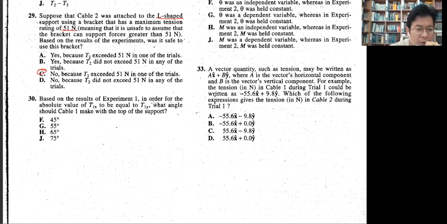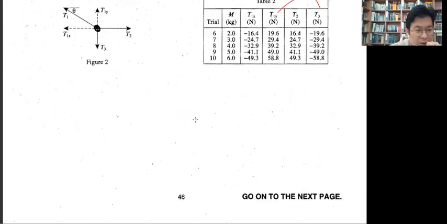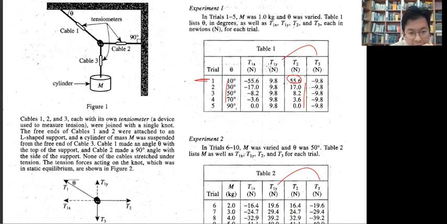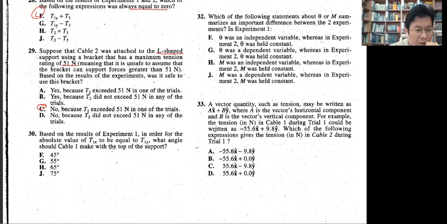Based on the results of experiment 1, in order for the absolute value of T1x to be equal to T1y, what angle should cable 1 make with the top of the support? T1x and T1y equal to each other. It's near this, but a little bit above. So it's between 30 and 50.